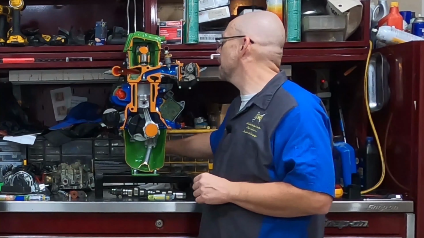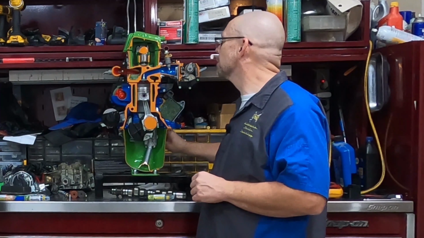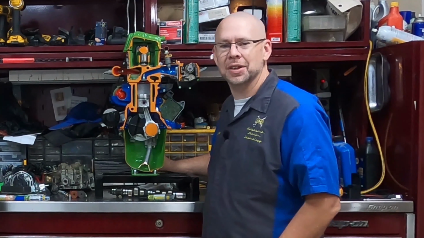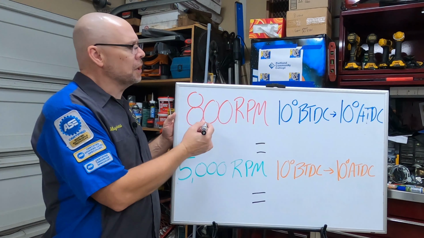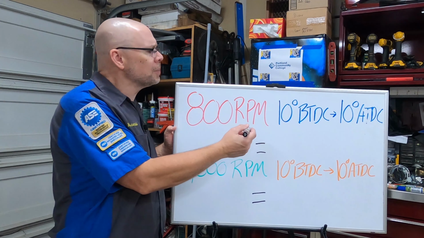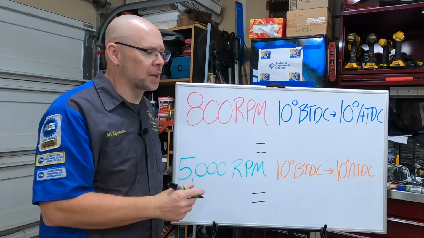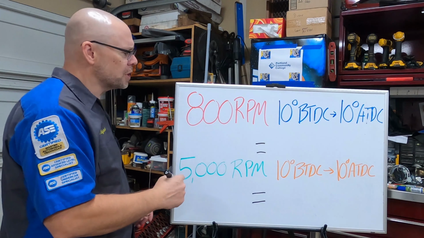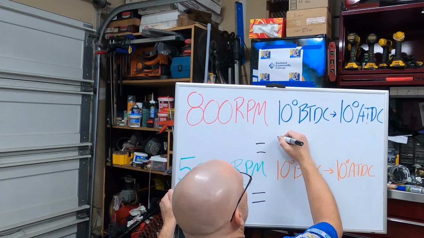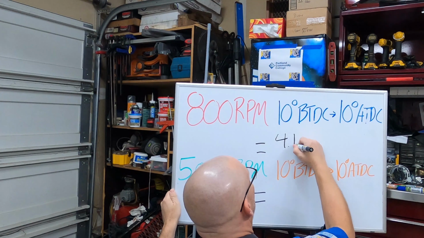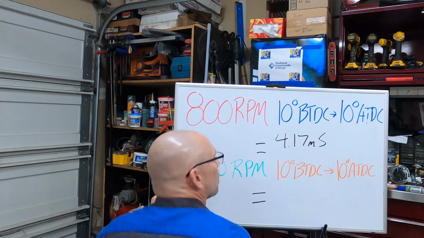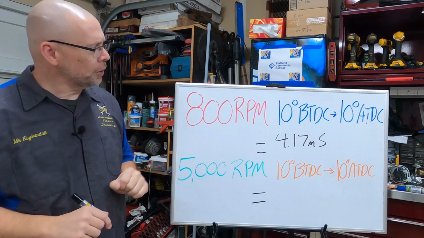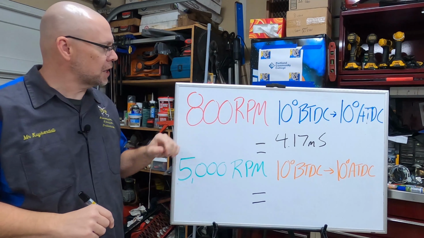What is true is that often we have to start that burn sooner when we have a much higher RPM because we have less time. In fact, here's an example. At 800 RPM, 10 degrees before top dead center to 10 degrees after top dead center. I just did 10 to 10, a 20 degree span because it was easy math. Okay, that 20 degree span takes about 4.17 milliseconds. It takes 4.17 milliseconds to travel that 20 degrees at 800 RPM.